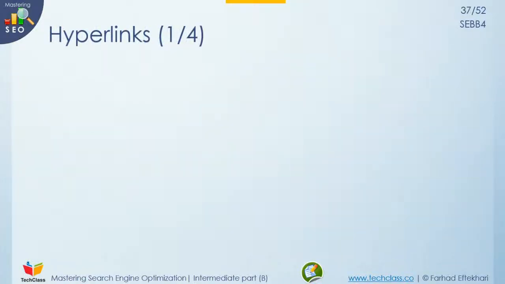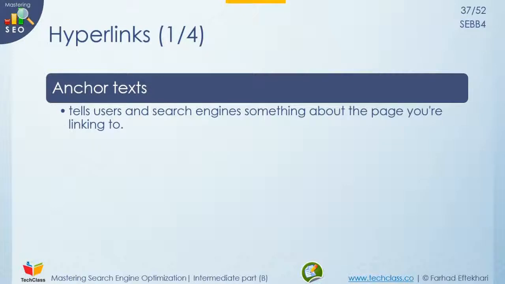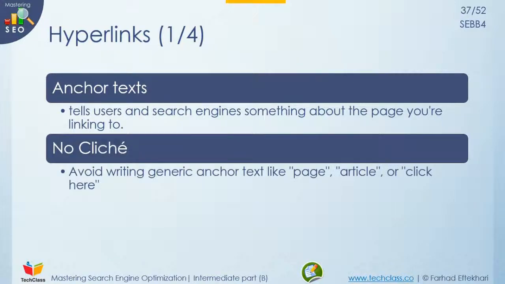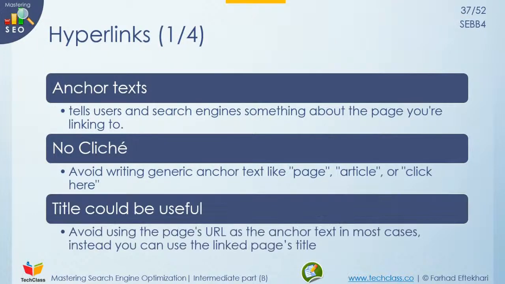And now let's talk about hyperlinks. Anchor text tells users and search engines something about the page you are linking to. Anchor texts are some description about the links that you're offering to your visitors and your search engine. So try to avoid cliche, avoid writing generic anchor text like page, article, or click here. Try to make it meaningful, something about the title of your page or something that you're redirecting your users to.